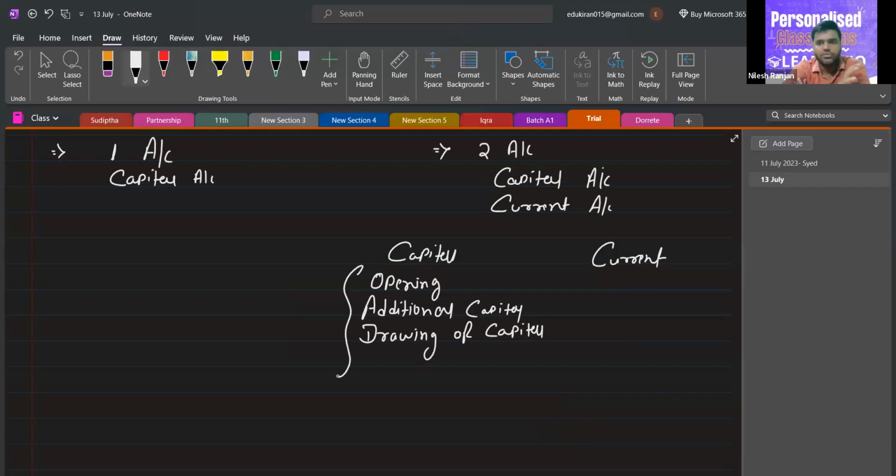Now, if you understand the concept of a business, generally additional capital introduced and drawing of capital are rare items. They are not done frequently.